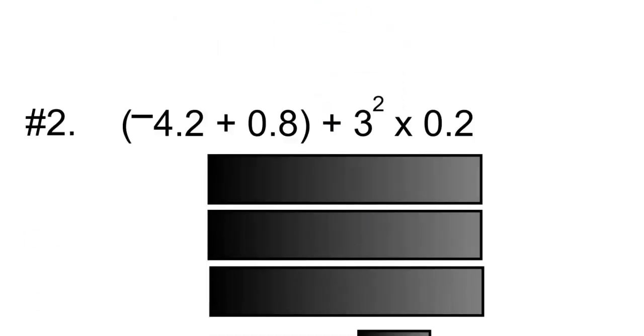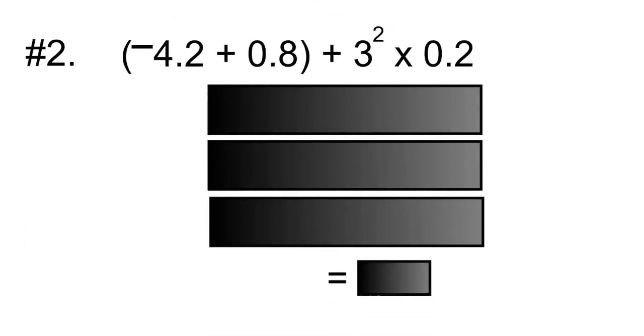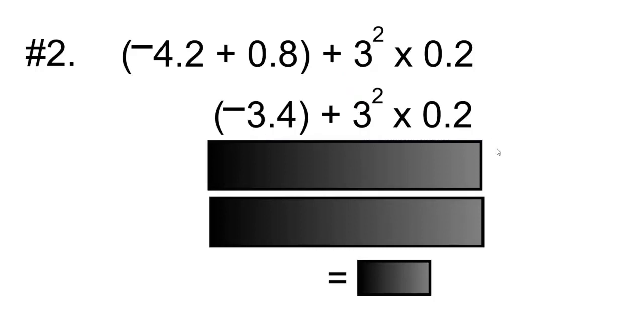For question number 2, step number 1 is brackets. Negative 4.2 plus 0.8. Since they're different signs, we'll subtract 4.2 minus 0.8, and we'll keep the sign of the larger integer, which is the negative, so we have negative 3.4.